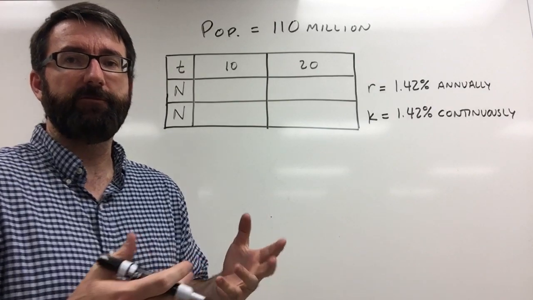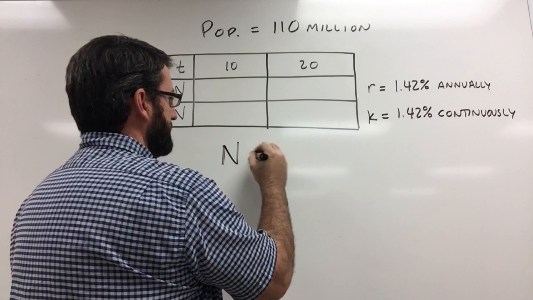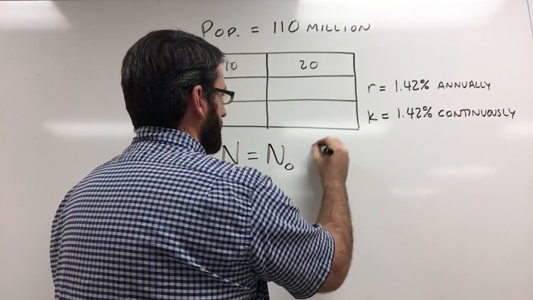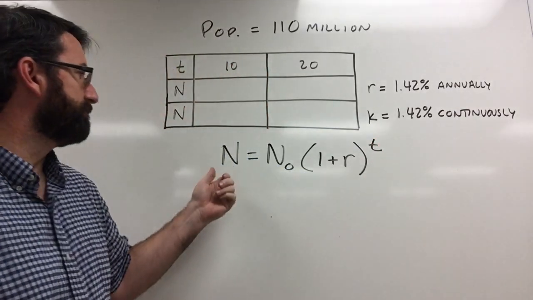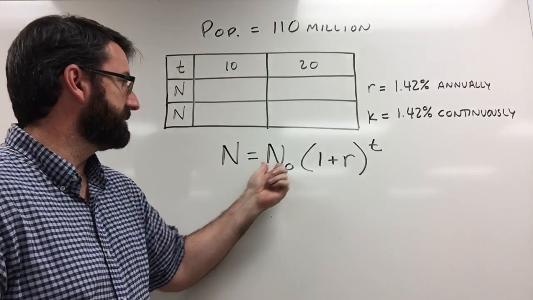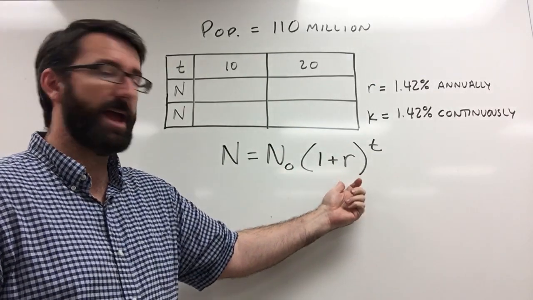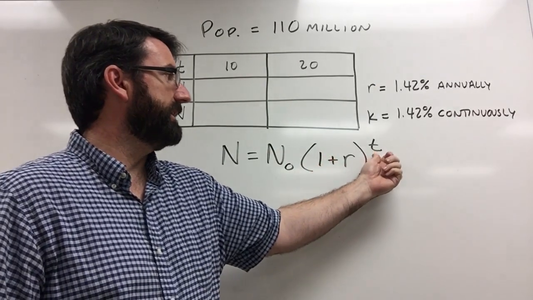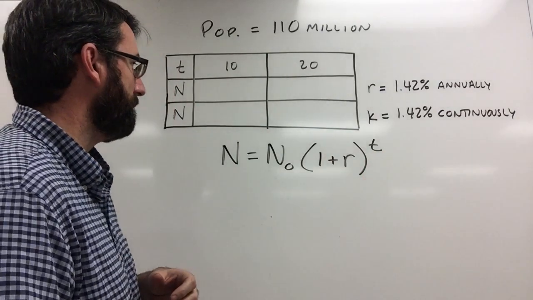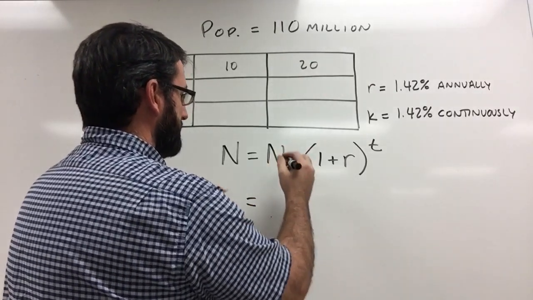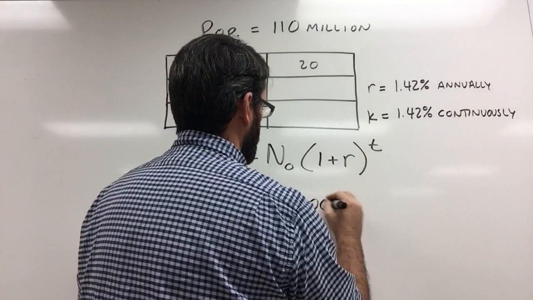All right, so the formula for annual growth is going to be N is equal to N naught times 1 plus r to the t. So the population is going to be equal to the initial population times 1 plus the annual growth rate to the t power, where t is the time in years. So for this, the initial population is 110 million.